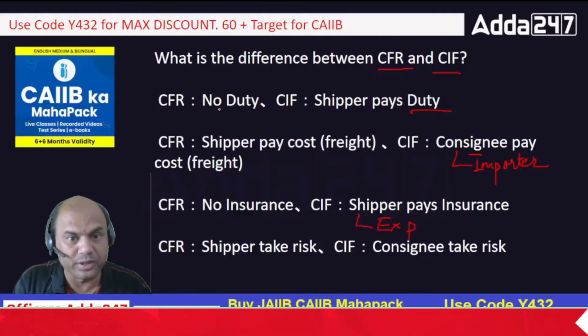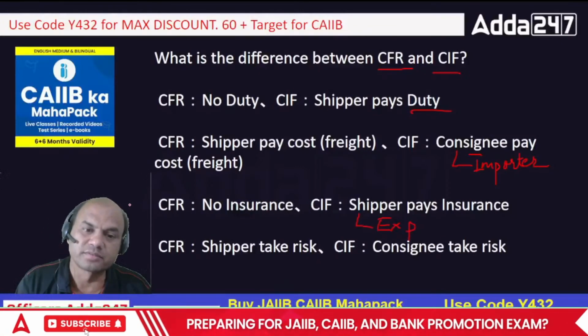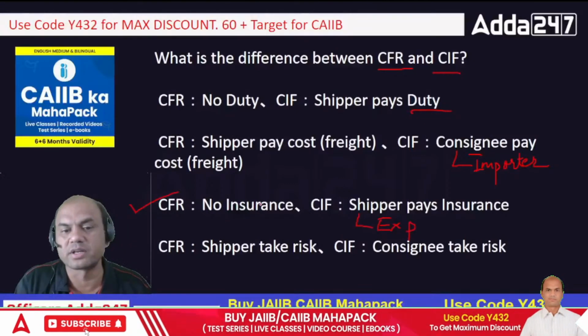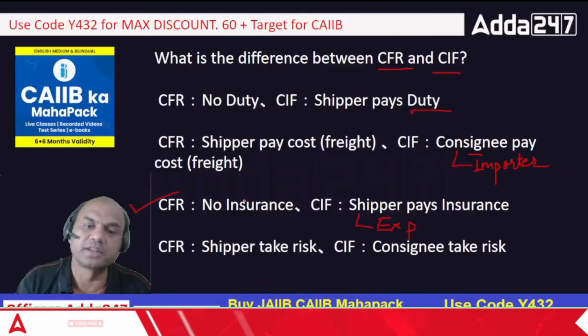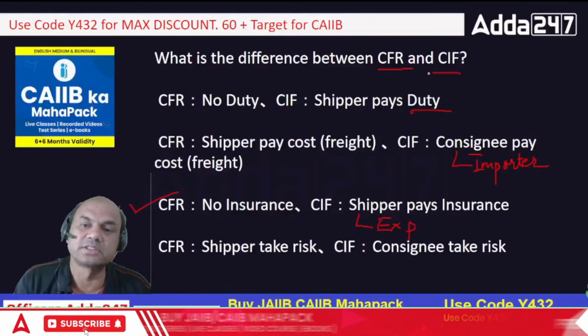So what is the correct answer over here? CFR, no duty, or CFR, no insurance? The correct answer is CFR, no insurance. In CFR, the insurance is not covered by the exporter. It is covered by the importer. In CIF, the exporter covers the insurance. So this is the difference.